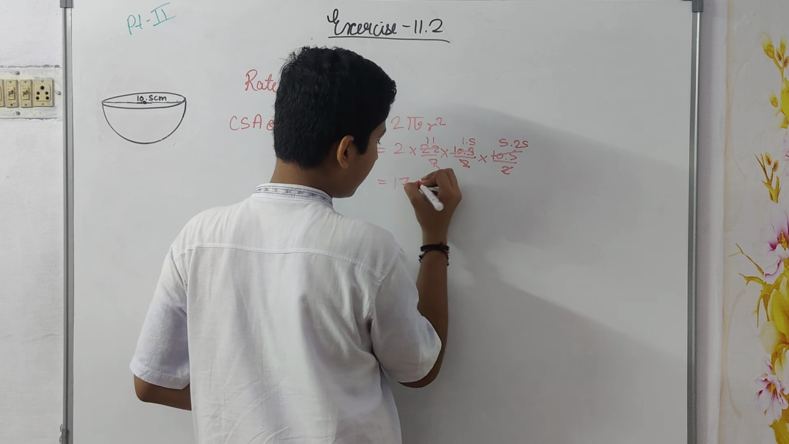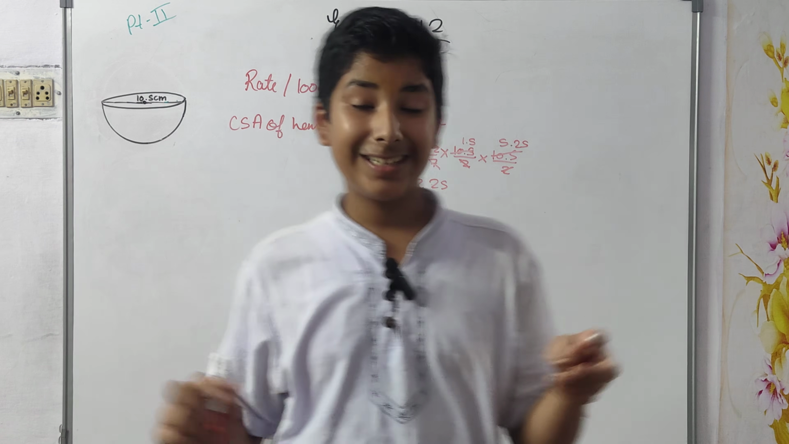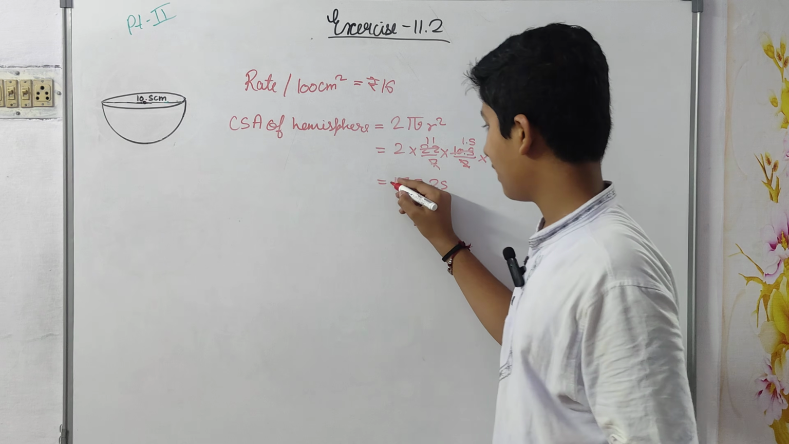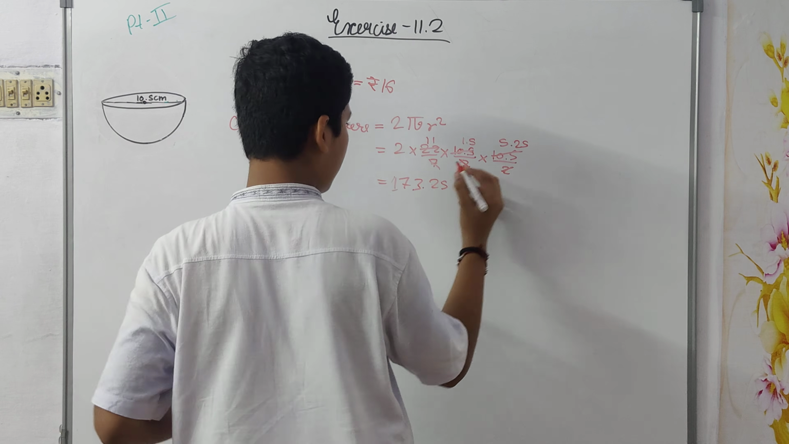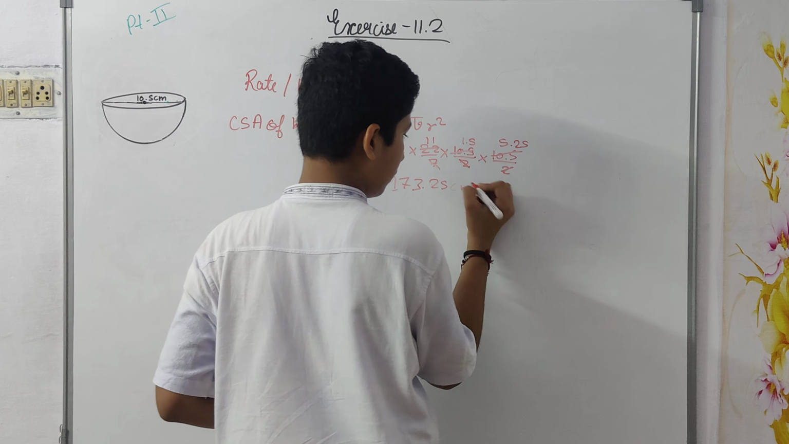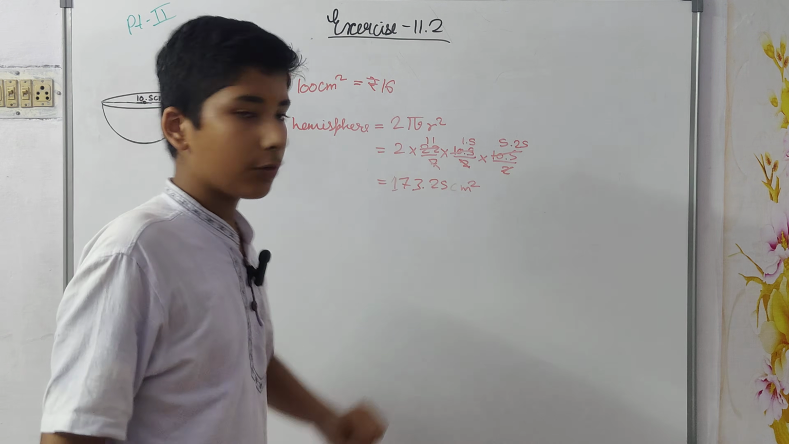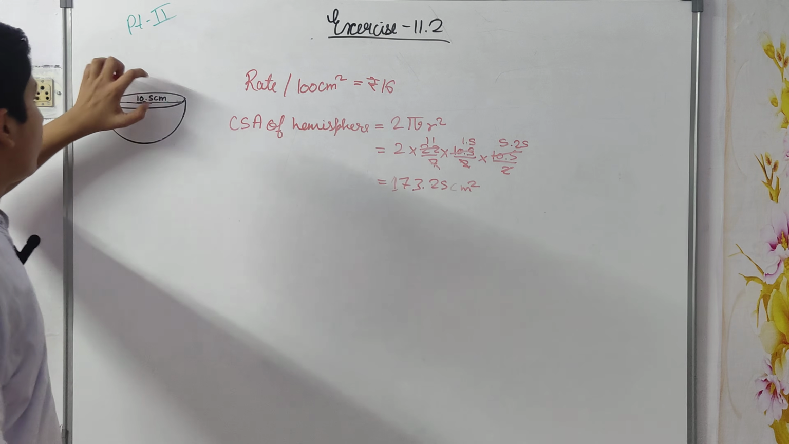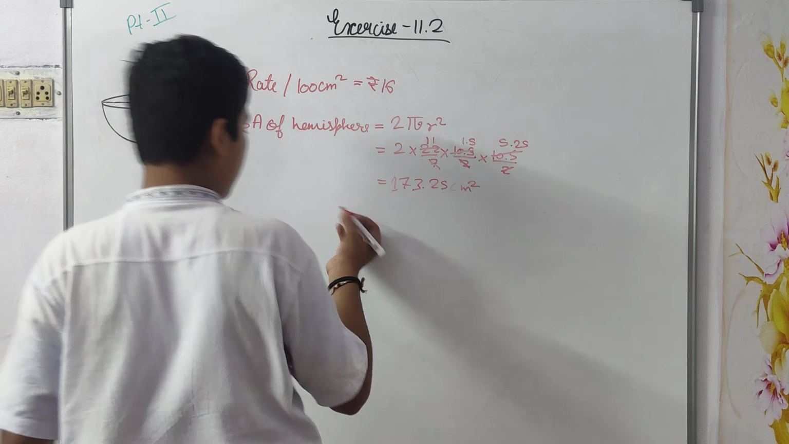the CSA will be 173.25. See, don't think I'm cheating, because I've solved this already previously, so I'm just seeing the value of the answer. Okay, this would be centimeter square. Now 173.25 centimeter square it is. But we had to find out the cost.